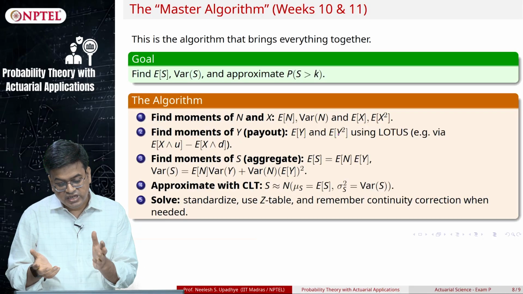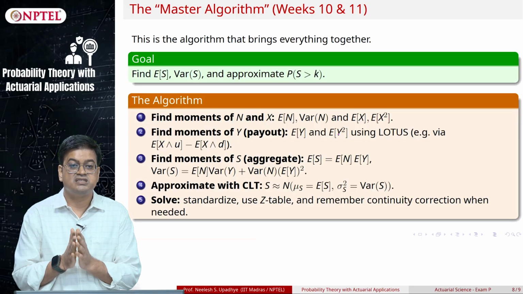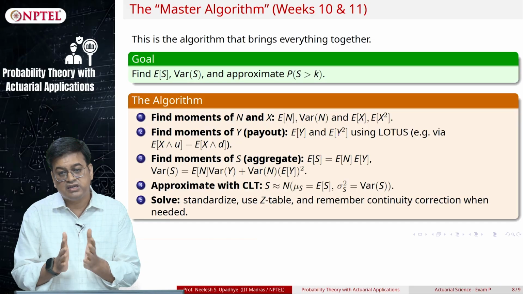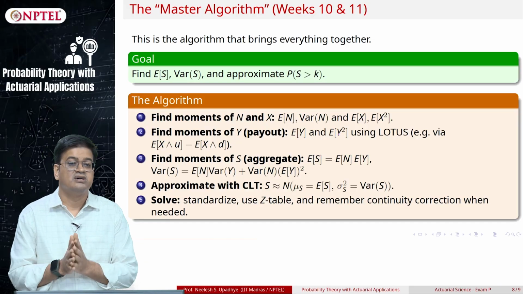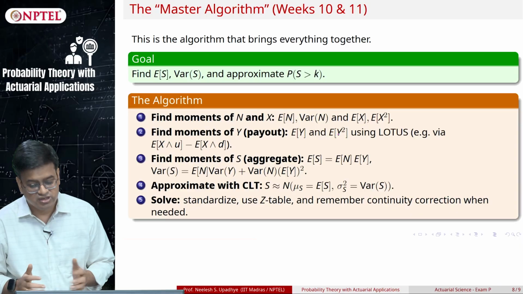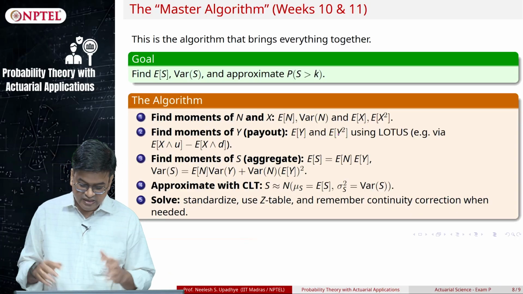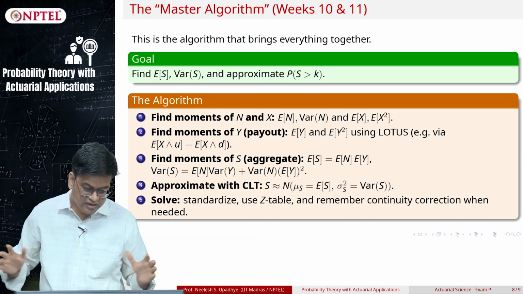Essentially, before doing anything, before converting to Z or looking at the probabilities, you check whether your severity is discrete or continuous. If it is discrete, apply continuity correction. If it is continuous, no need to bother about continuity correction, and compute the answer. That is the idea, and this was our entire course.